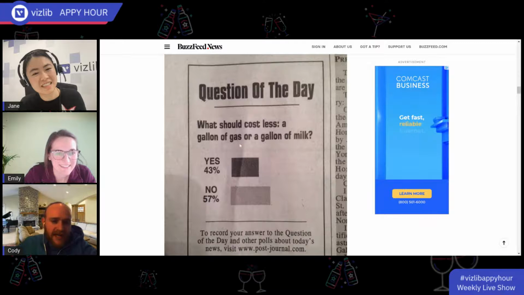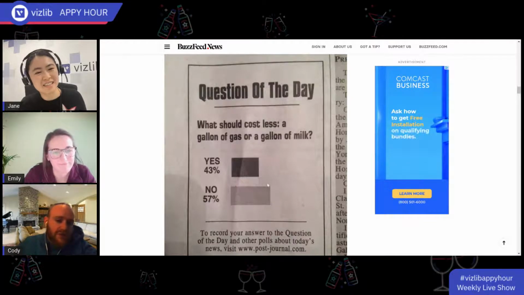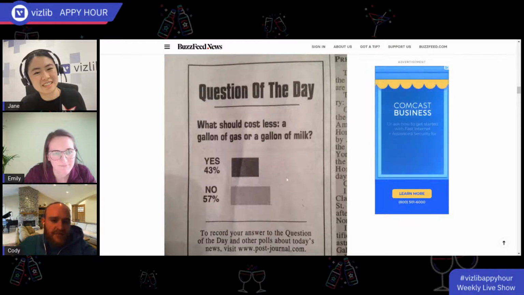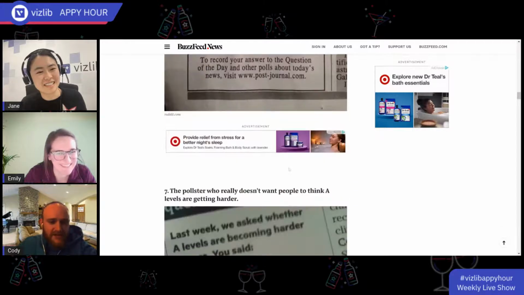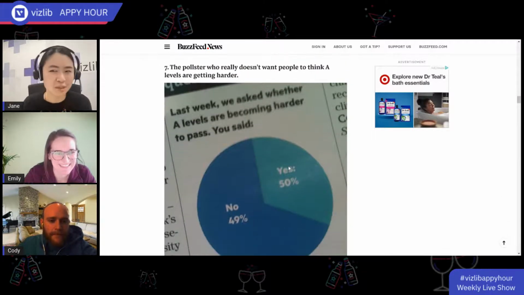What costs less, a gallon of gas or a gallon of milk? Yes and no. This one I wouldn't say is sneaky, but from a reader standpoint, really make sure you're reading the graph before you take it into account. Make sure your titles match what the graph is saying. Exactly, it's more of a developer self-check than anything else.